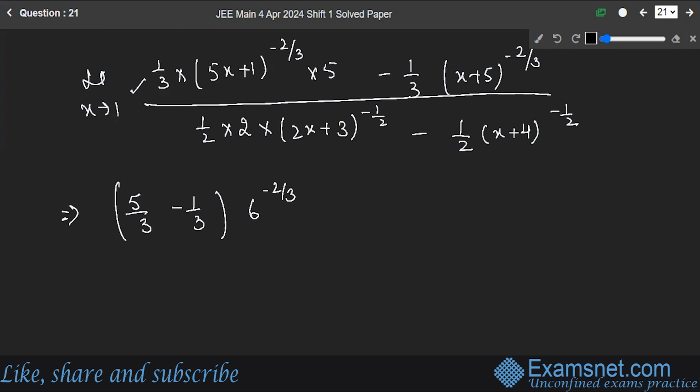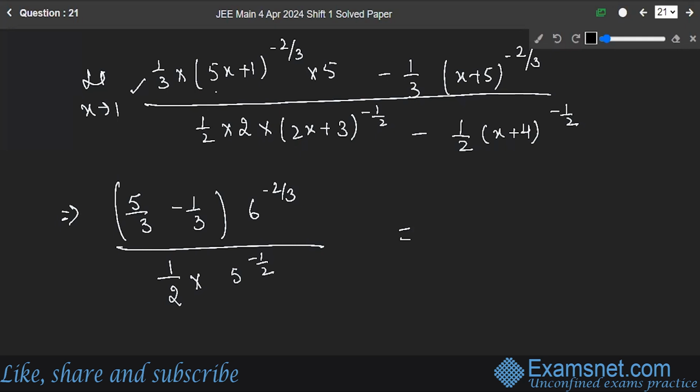Okay, 5 by 3, from here I have taken common, and 1 by 3 I have taken common from here. And this is into 6 raised to power minus 2 by 3. Whole thing divided by 1 by 2. Again, I have taken common. And this will be x approaching 1. This will give me 5 raised to power minus 1 by 2.